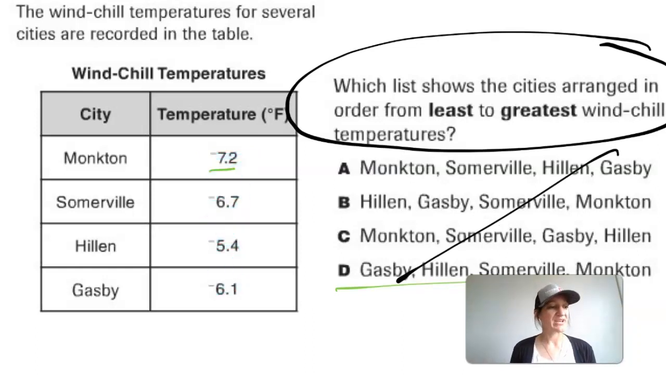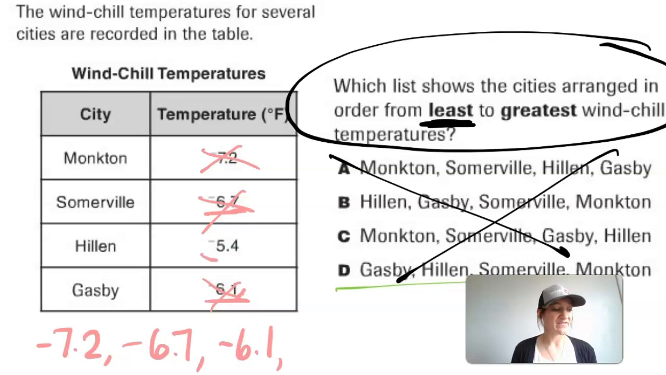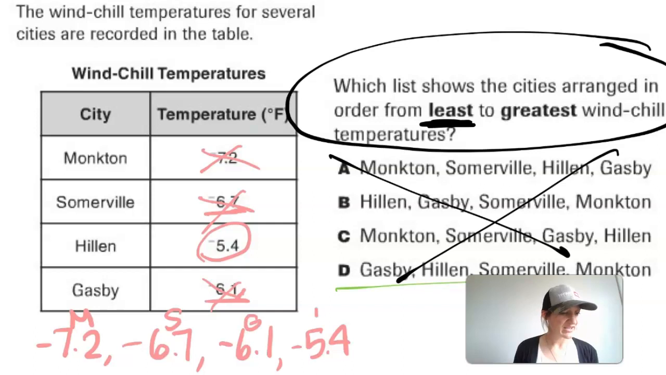Okay, so it says least to greatest, doesn't it? So the least out of all of these will be that -7, right? It's the only one that's -7. Then we have two -6s. So then we'll have -6, is it 7 or 1 that's further from 0? It's the -7 that's furthest from 0. And then it'll be -6.1. And then the greatest of all of these is the only one that's -5. Okay, so now what I can do is I can go Moncton, Somerville, Gadsby, and Hillen.